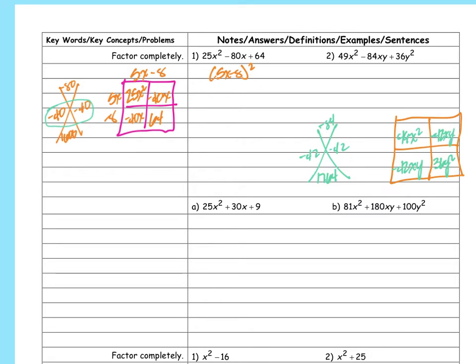So what goes into 49 and 42? 7x. And 42 and 36 should be 6y. And I'm pretty sure that's a minus 6y. So 7x minus 6y. So I've got 7x minus 6y squared.